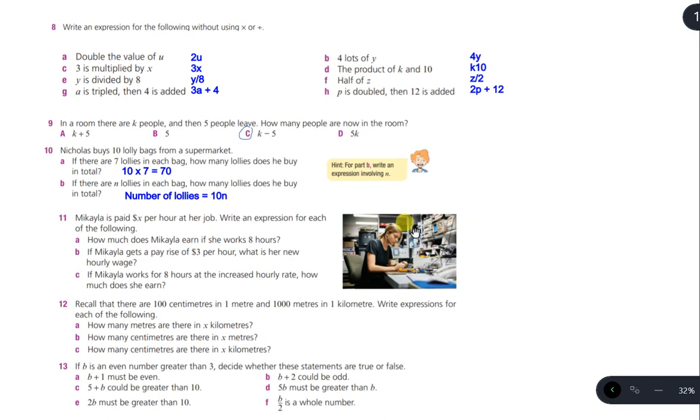Okay, Michaela is paid x dollars per hour at her job. Write an expression for each of the following. How much does Michaela earn if she works 8 hours? Well, it will be 8x for that one. I'm just going to put it over here. 8x. The amount she earns will be 8x. If she gets a pay rise of $3 per hour, what is her new wage? Before it was x, and now it's x plus 3. That's her new wage. And for C, which I'll put down here, if she works for 8 hours at the increased hourly rate, how much does she earn? She will earn 8 times x plus 3.